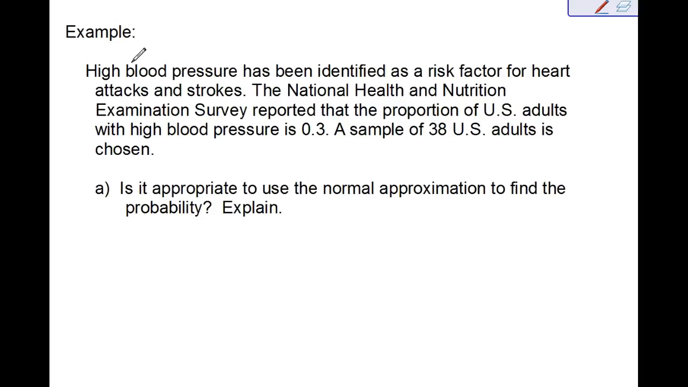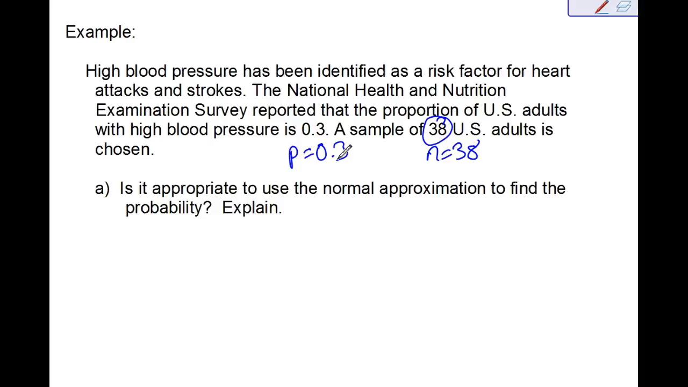So looking at this example, high blood pressure has been identified as a risk factor for heart attacks and strokes. The National Health and Nutrition Examination Survey reported that the proportion of U.S. adults with high blood pressure is 0.3. A sample of 38 U.S. adults is chosen. So we have n being 38, and our p is 0.3. Is it appropriate to use the normal approximation to find the probability?